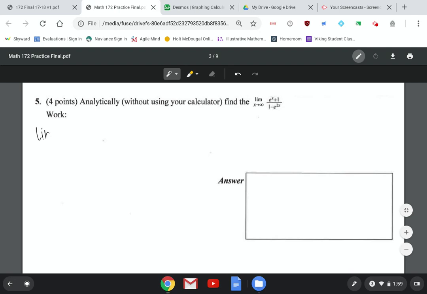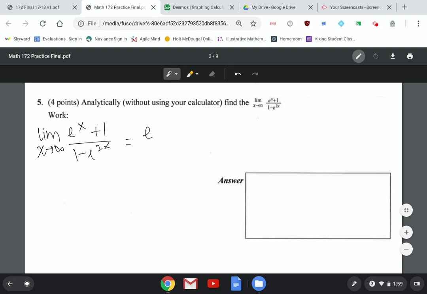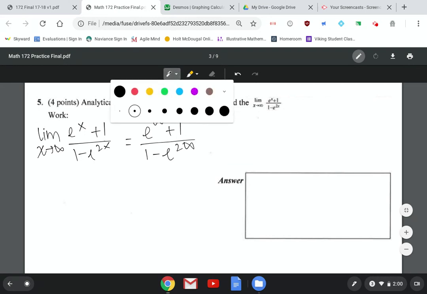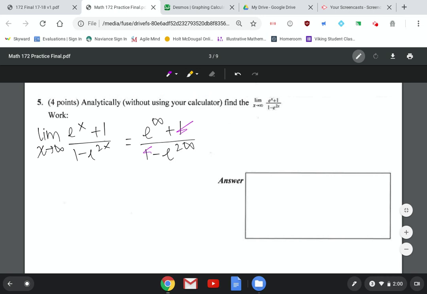So let's do that. Let's say the limit as x approaches infinity of e to the x plus 1 over 1 minus e to the 2x, and we want to plug infinity in. So we have e to the infinity plus 1 over 1 minus e to the 2 times infinity. Well, I plug that in, but what is e to the infinity? What is e to the 2 times infinity? One thing that I do know without a doubt is that these ones are negligible. They are not going to make a difference in the overall outcome, the end behavior of this function.